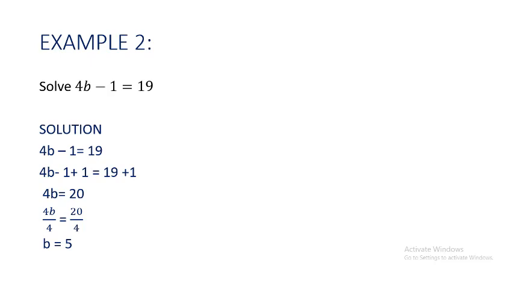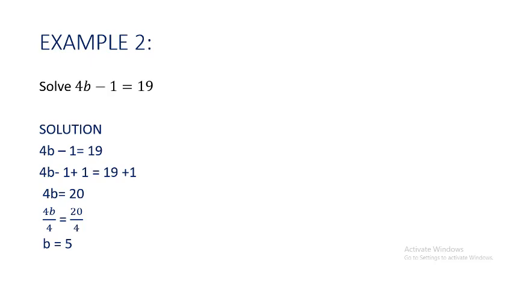So we are going to use its inverse operation. So here we have minus 1. That means its inverse operation is plus 1. That means we are going to add 1 to both sides. So 4b minus 1 plus 1 is equal to 19 plus 1. We have added 1 on both sides. Now, minus 1 plus 1, the answer is 0, so we are remaining with 4b. And 19 plus 1, the answer is 20, so we have 4b is equal to 20.